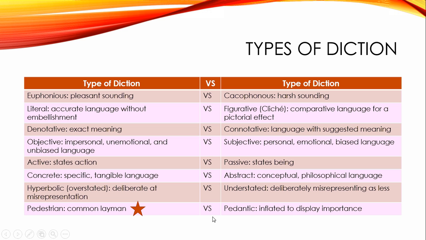Pedestrian versus pedantic. Now, there's a star over here by my pedestrian. Pedestrian is the most common type of diction used on the AP language exam, but that doesn't mean it's the only type. Pedantic is when it's inflated to display importance. So instead of saying that you're cool, like I would with pedestrian, I would maybe say you're suave. You're just elevating the word choice to be a little over the top.